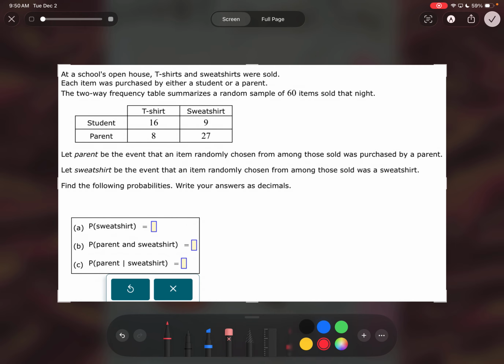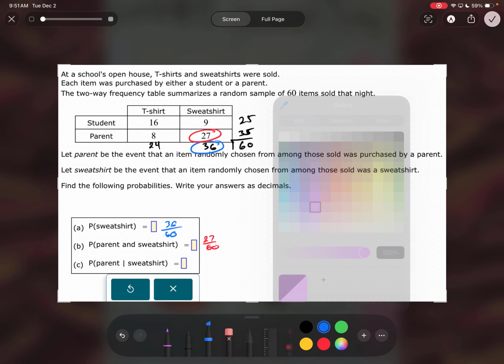All right, on these two-way tables, I always like to just go ahead and write my totals amount. I know that's a little harder for y'all to do when you're on a computer, but all right, the probability that you get a sweatshirt. There's 36 people out of 60 in a sweatshirt. The probability that you are a parent and a sweatshirt would be 27 out of 60, okay?